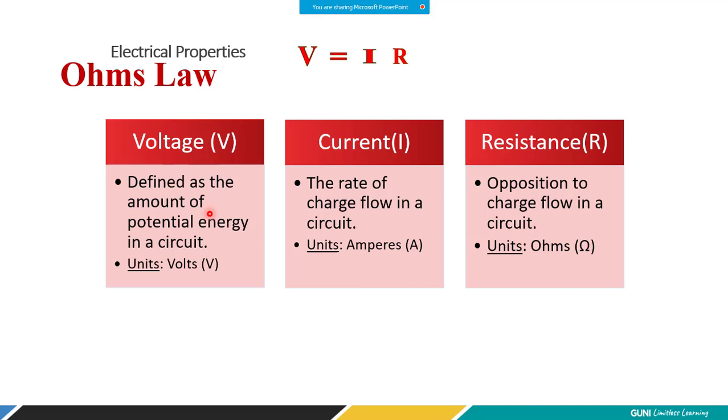Voltage V is defined as the amount of potential energy in a circuit. Current is the rate of flow in a circuit, right? Resistance is the opposition to the charge flow in a circuit. So let's say current is flowing in a circuit or a wire, and you want to push that current back. You want to stop that current. The component that you are using is the resistance, right?